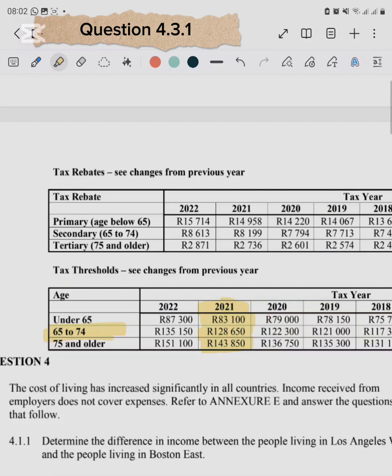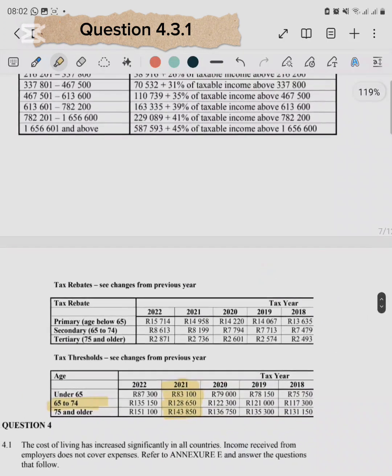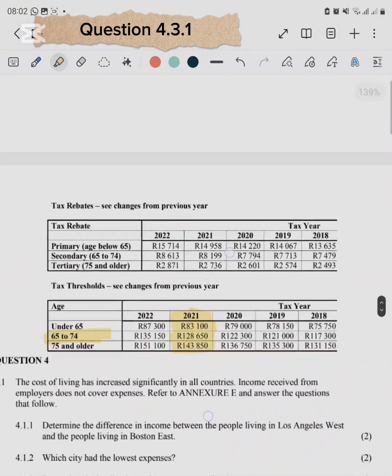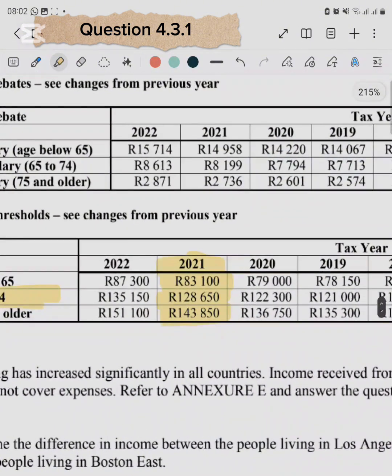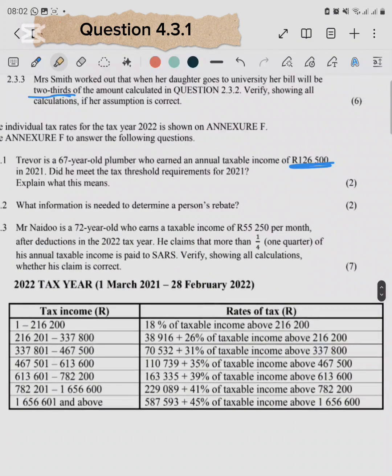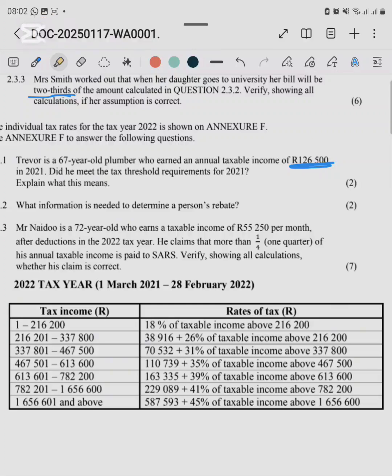So does he meet the tax threshold? No, because he is earning less. He's only earning 126 and he needed 128 to be eligible for tax. So therefore, is he correct in saying he should not have to pay tax? Or does he meet the tax requirement? No, he did not. Therefore, he does not have to pay tax.